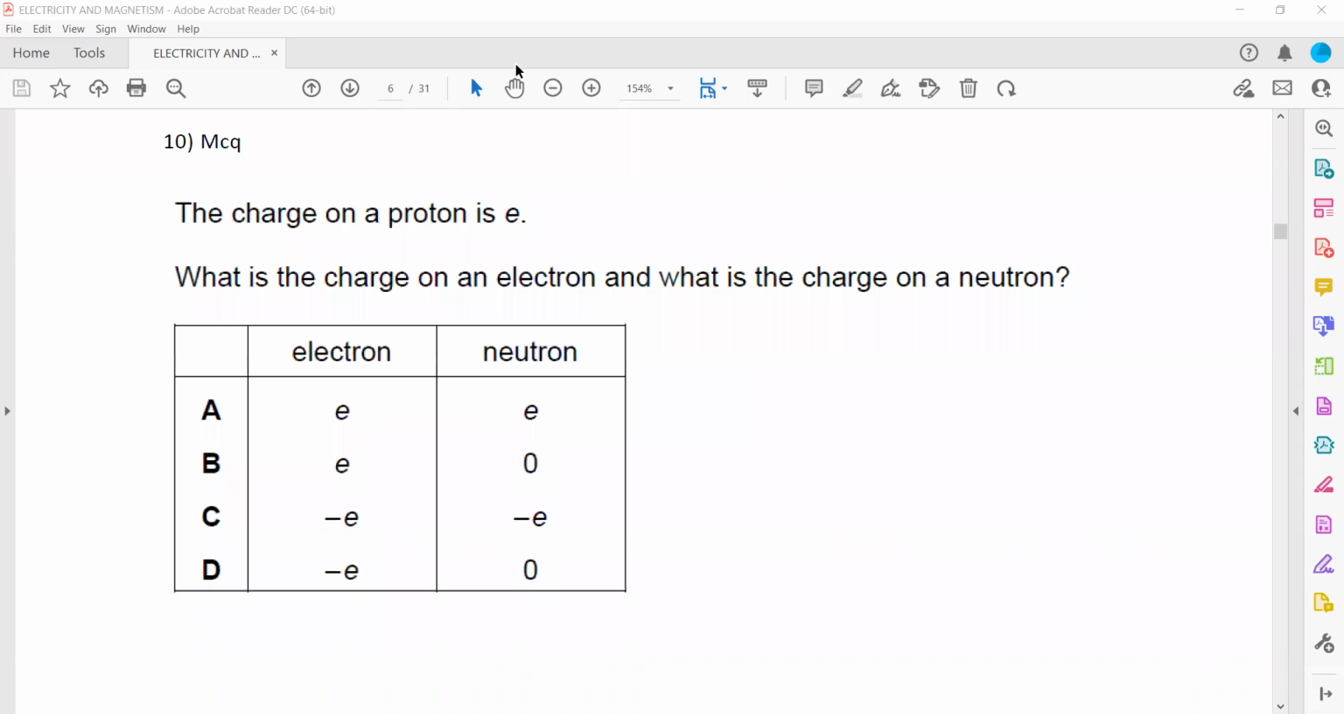Charge on a proton is E. What is the charge on an electron and what is the charge on a neutron? So proton is positive, electron is negative, so the charge will be minus E. And then neutrons are neutral, so they don't have any charge. That's why D is the right answer.